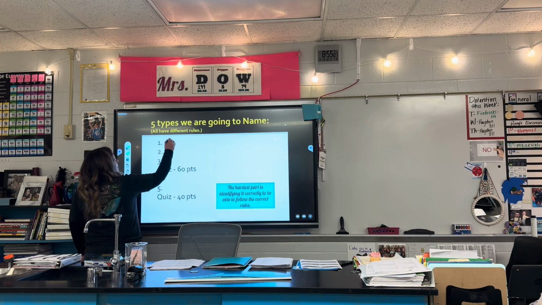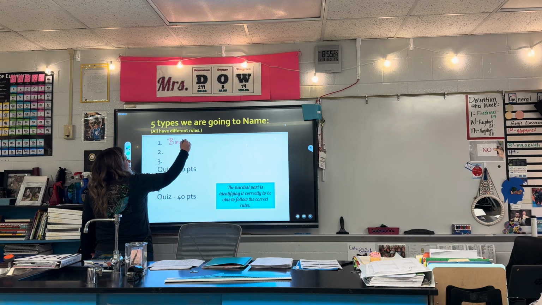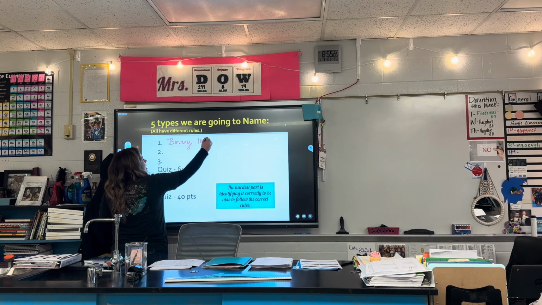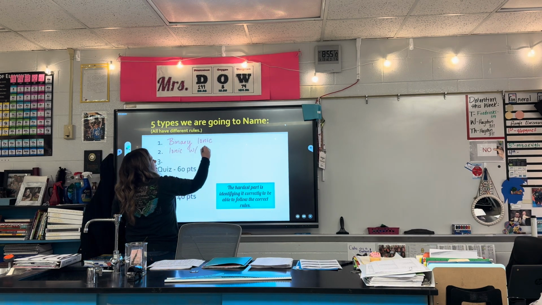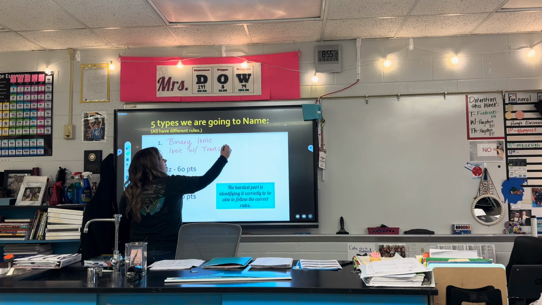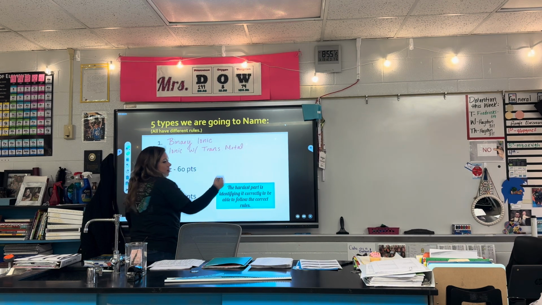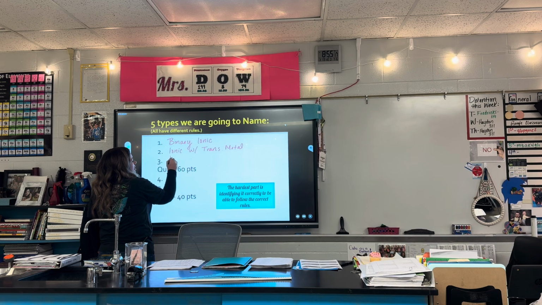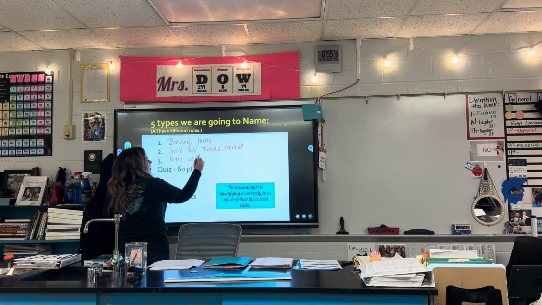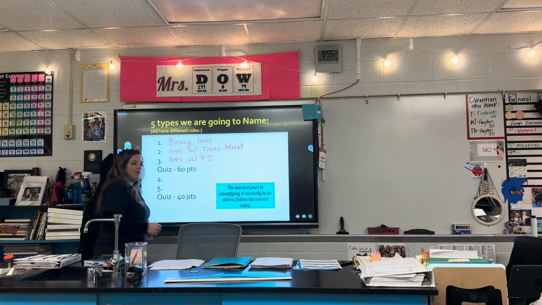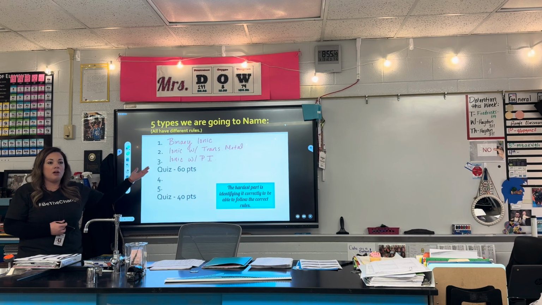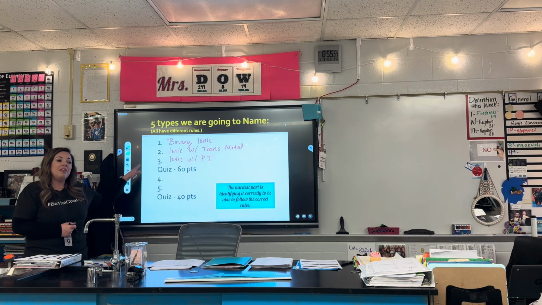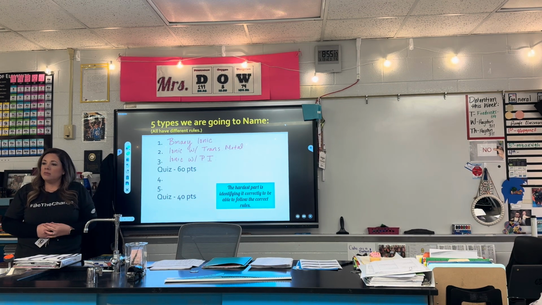We're going to learn binary ionic. You can see that slide on your paper, binary ionic. Then we're going to learn ionic with a transition metal. We have that slide on your paper. And then we're going to learn ionic with a polyatomic ion. We have that slide on your paper. Those are the 3 types we're going to learn today, which we've talked about all of these things already.